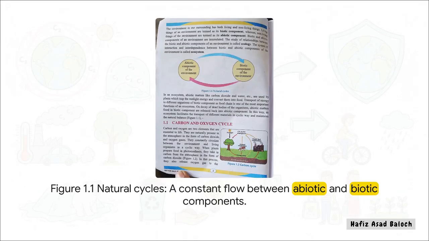And this diagram really nails that idea. See how the arrows go in a loop? It's a constant cycle. The abiotic things, like the environment, provide what the biotic things, the living components, need to survive. And then, when those living things die, they go back into the environment, becoming abiotic components again. It's this incredible continuous loop.